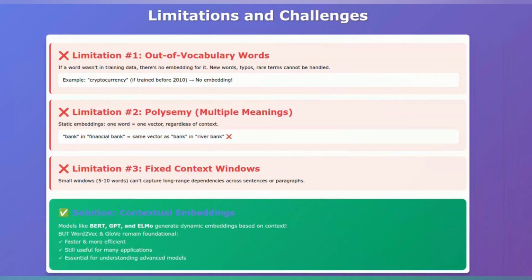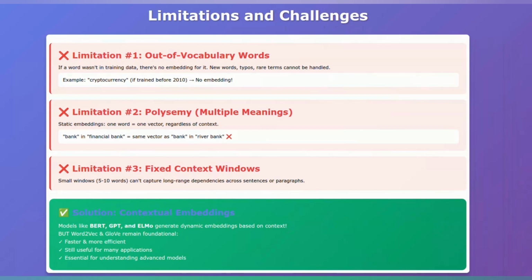Limitation number 2, polysemy, multiple meanings. Here's the problem. These embeddings are static. The word bank gets exactly one vector, whether you're talking about a riverbank or a financial bank. The embedding can't change based on context. So bank in "I went to the bank to deposit money" has the same vector as "we sat by the riverbank," even though the meanings are completely different.